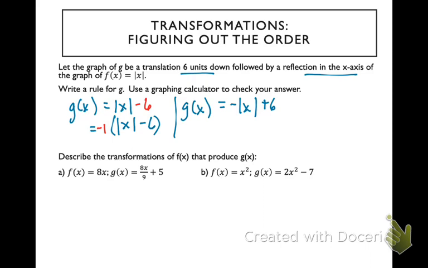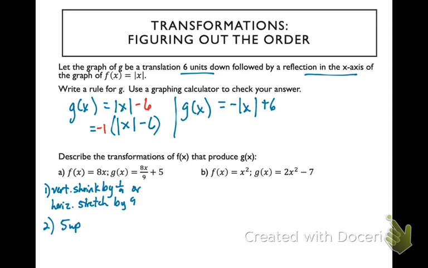All right, now let's work backwards and describe the transformations that we see. So on A, we have f of x equals 8x. That's our starting function. Our new function has 8x divided by 9, and then we add 5. So if I look at that divided by 9, I could think of that as a vertical shrink or compress by 1/9. I could also think of that as a horizontal stretch by 9. And then 5 units up. So either of those would give me the resulting function.